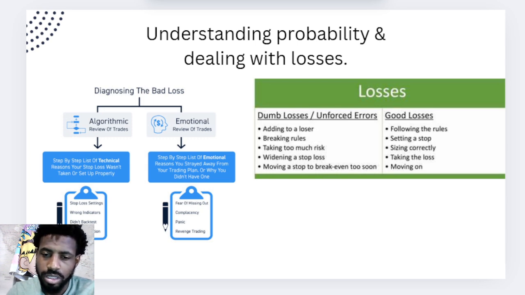And then we got the good losses. You follow your rules, setting up a stop loss, sizing correctly, scaling in and scaling out, taking the loss. So you take the loss instead of widening your stop loss, trying to push it back so it won't hit your stop loss. You take the loss and then move on.